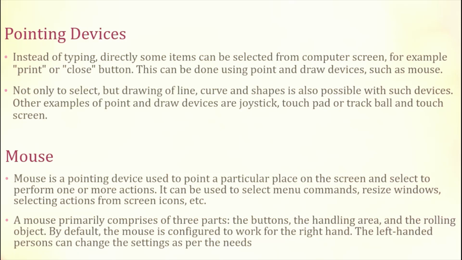A mouse primarily comprises three parts: the button, handling area, and a rolling object. By default, the mouse is configured to work for the right hand. A left-handed person can change the settings as per need.